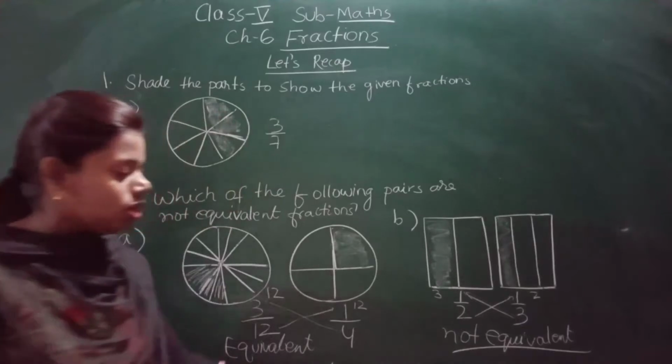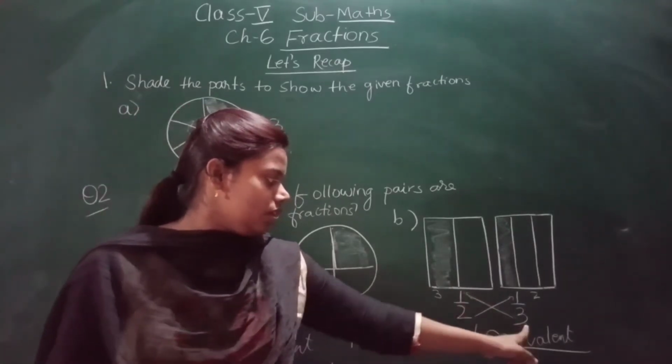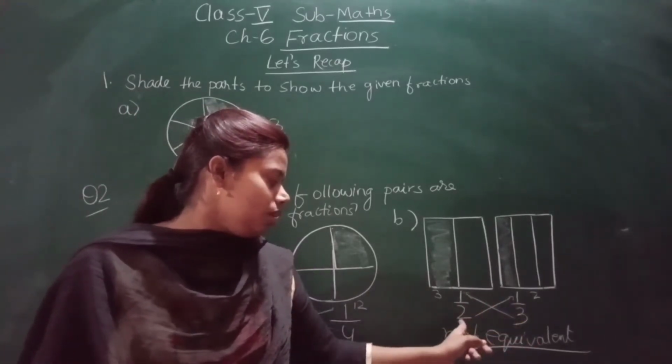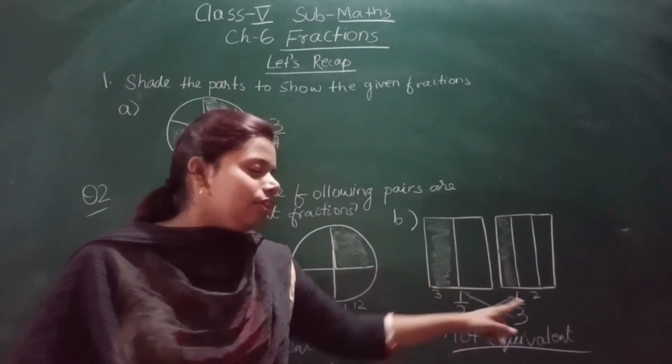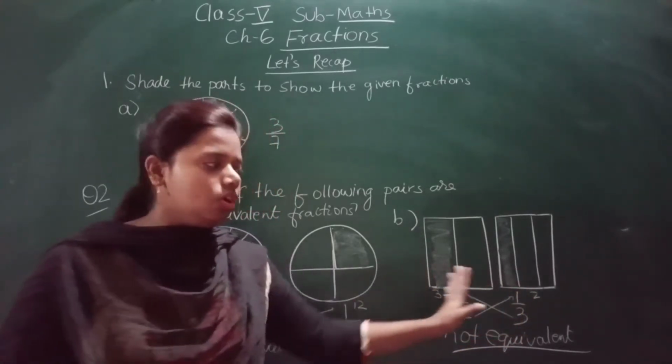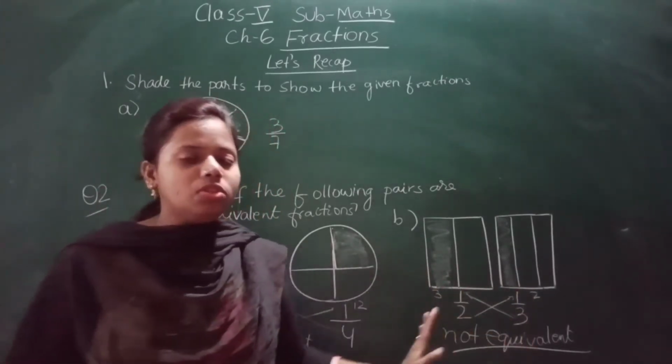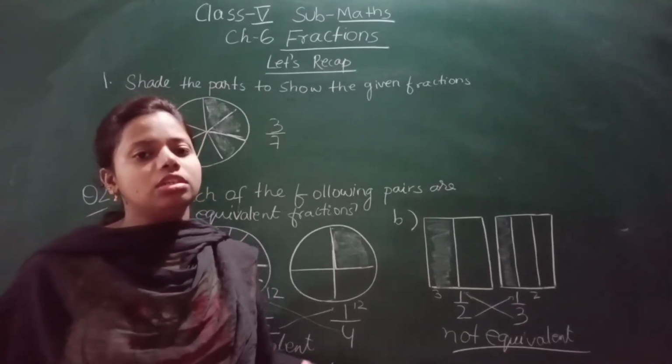What you will do? You will cross multiply here. Numerator will get multiplied with the denominator. Denominator will get multiplied with the numerator. And you will check whether both sides you have got the same or not. So it is not same. That means not equivalent. Now let us see the next question.